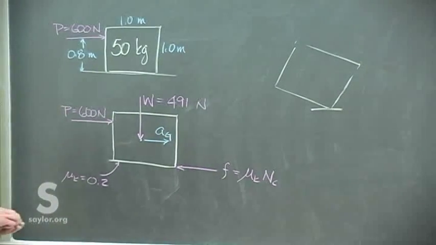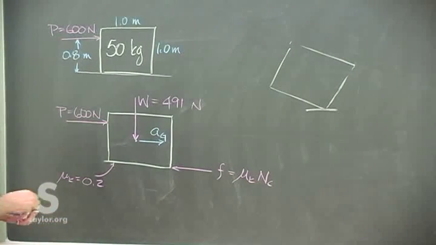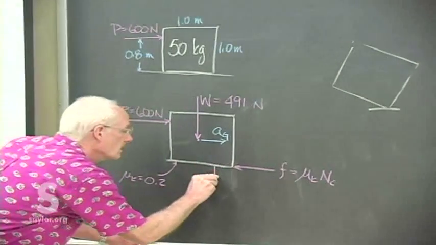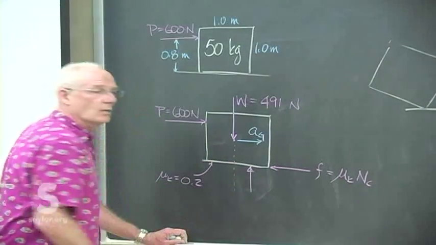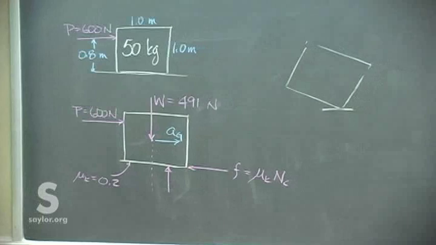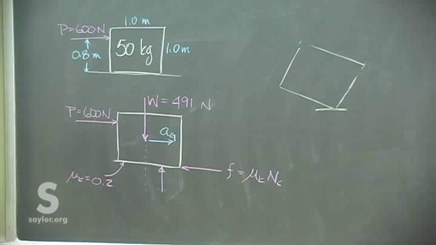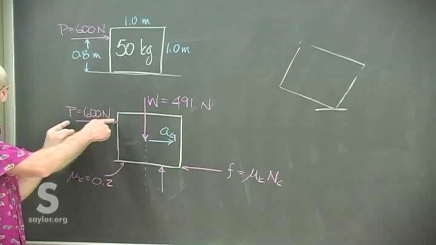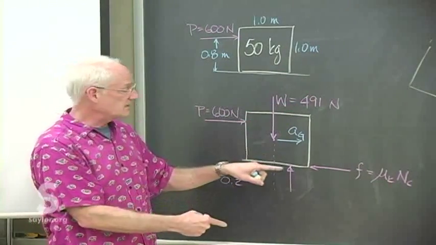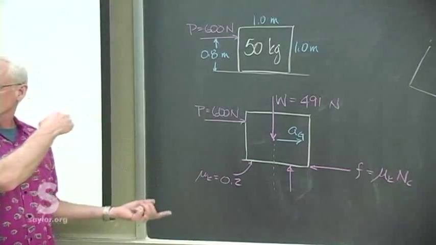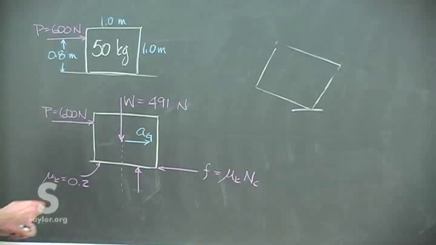Until that point, and we may be at that point, we might not be, it's somewhere between there and where it would have been when the crate was just simply resting there. Once the force P comes on the top here, that force is tending to tip it clockwise. There must be some force that prevents it from tipping clockwise, if we want to do this without tipping.